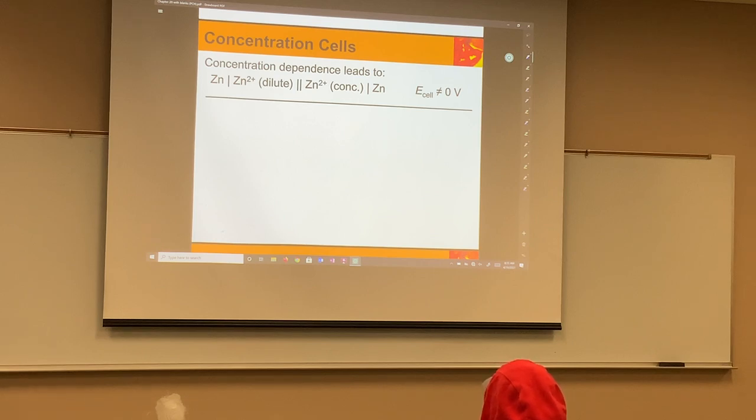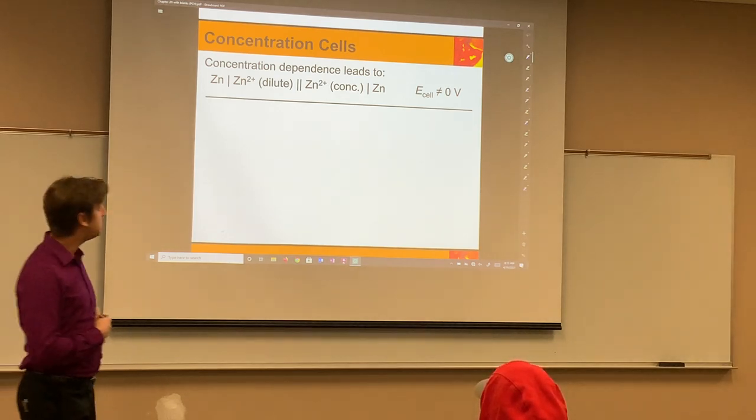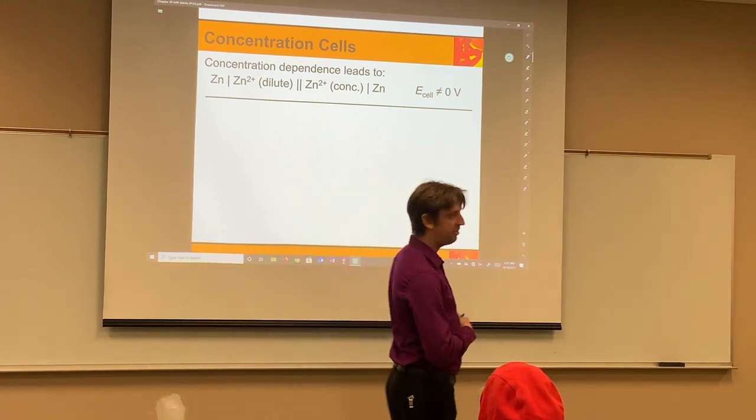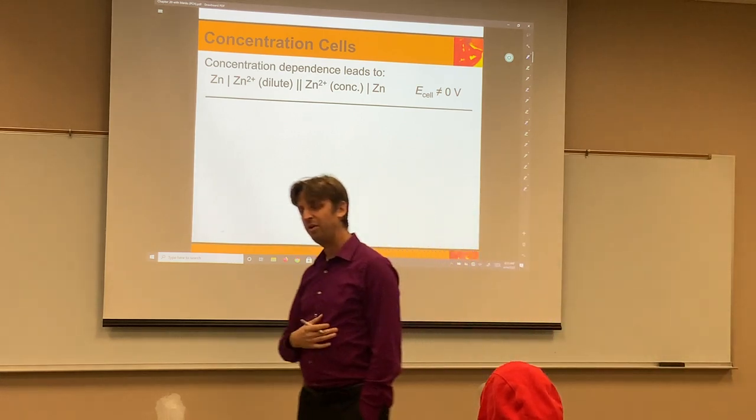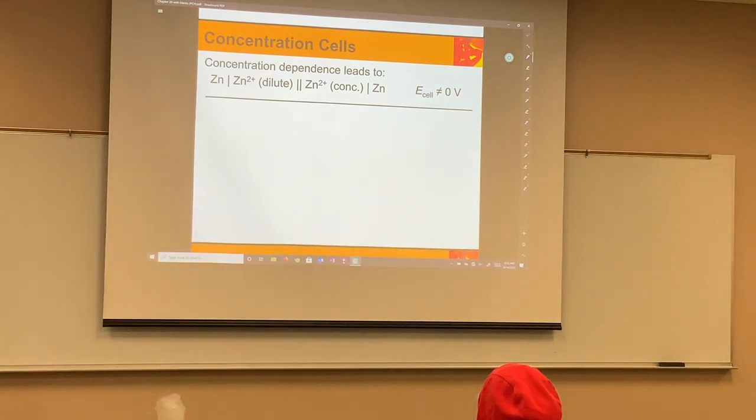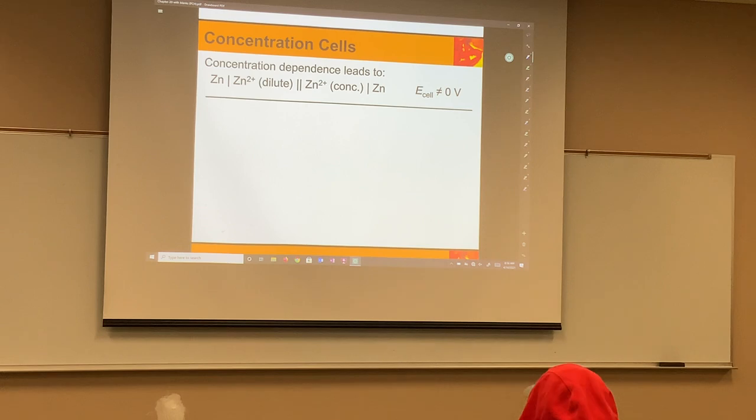We can set up something called a concentration cell. And so what this means is if we have zinc at both the cathode and the anode, we can actually measure a potential for this, right? But what we have to have is a difference in concentration. So we have some kind of dilute concentration at one end and some kind of concentrated solution at the other. So for argument's sake, let's say that this is 0.01, our dilute concentration. Let's say over here we have a 1 molar, right? 0.01 and 1 molar.